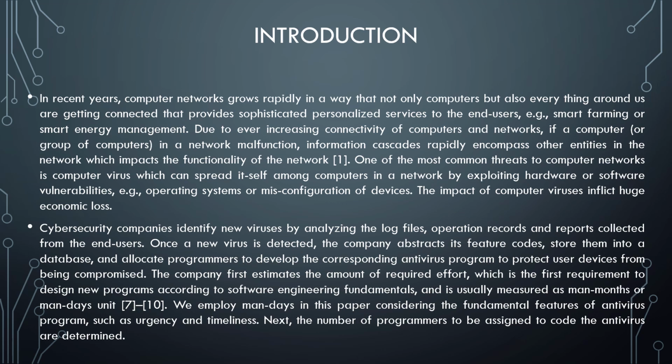Introduction. In recent years, computer networks have grown rapidly in a way that not only computers but also everything around us are getting connected. That provides sophisticated personalized services to the end user, for example, smart farming or smart energy management. Due to the ever increasing connectivity of computers and networks, if a computer or group of computers in a network malfunction, information cascades rapidly encompass other entities in the network, which impacts the functionality of the network.